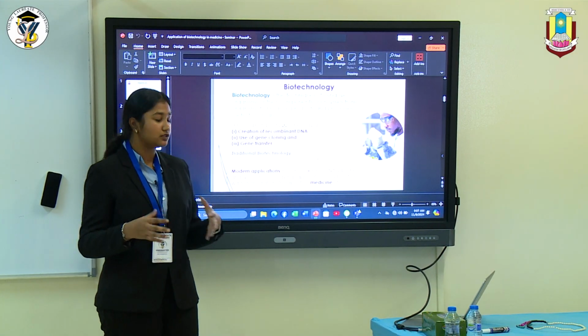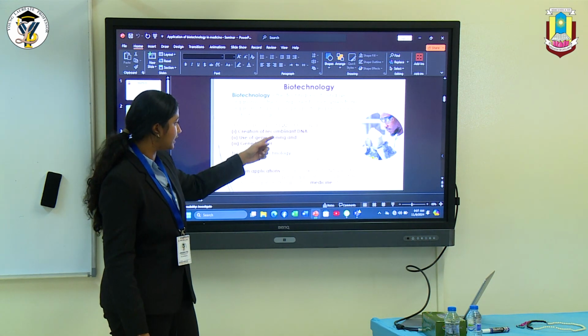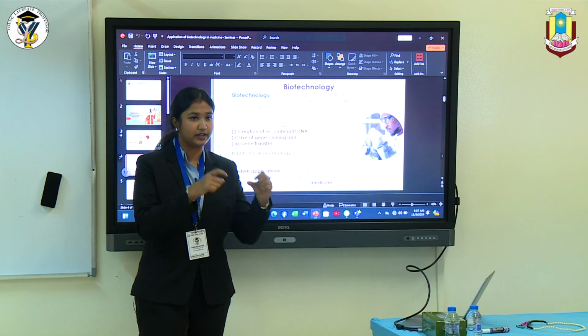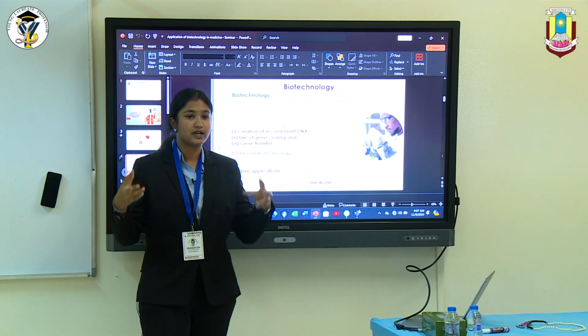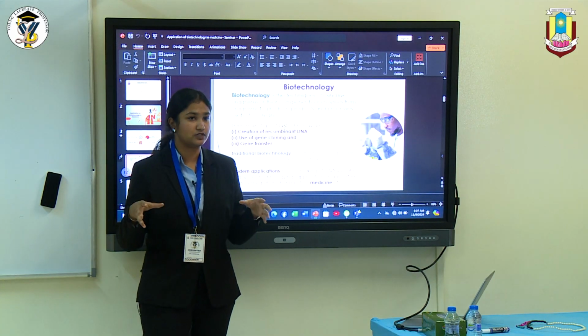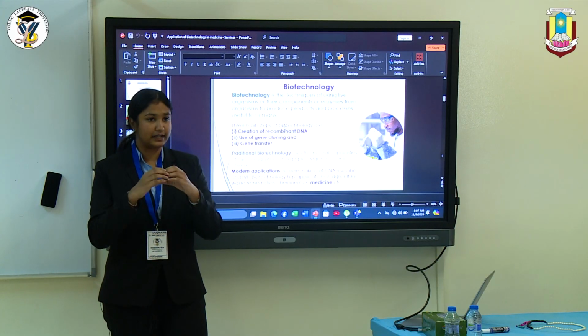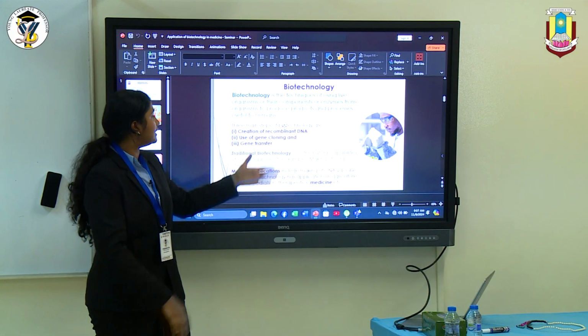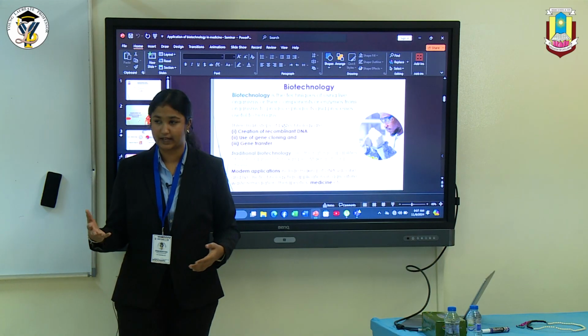So biotechnology is carried out in three main steps. Creation of recombinant DNA, where we isolate the gene of interest and the vector, it could be a plasmid or a bacteriophage. They are cut using the same restriction endonuclease and ligated using the enzyme DNA ligase. So that creates the recombinant DNA. This recombinant DNA is then cloned and then transferred into the host cell or the host organism.